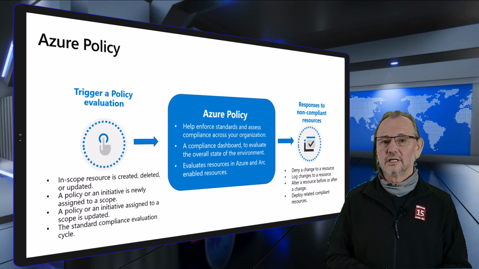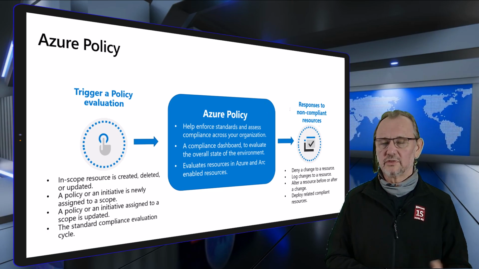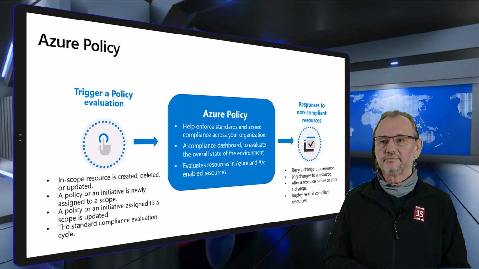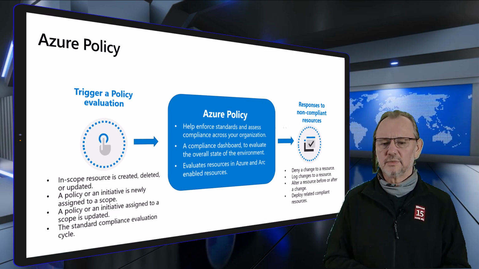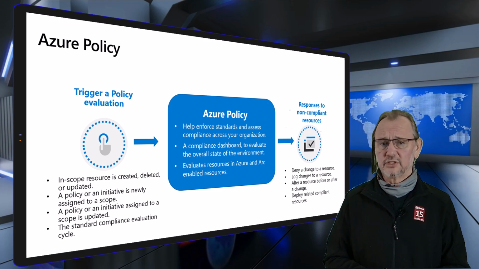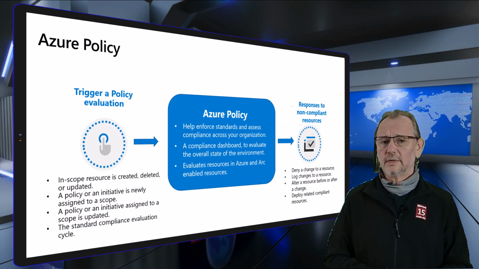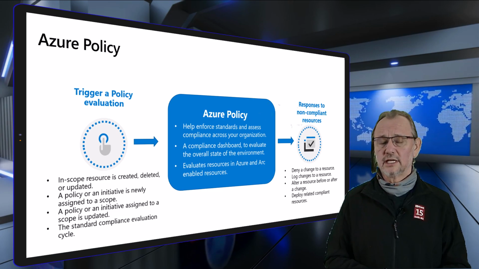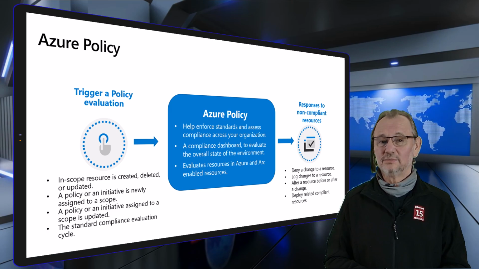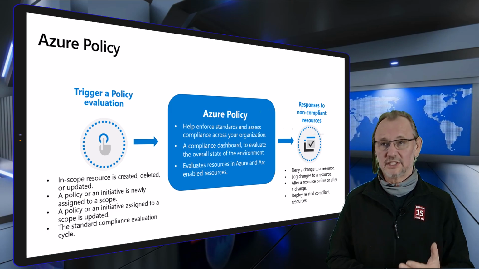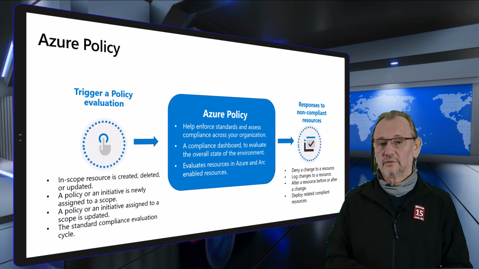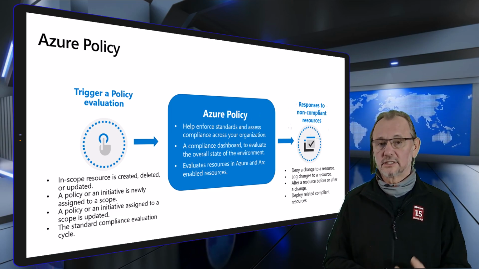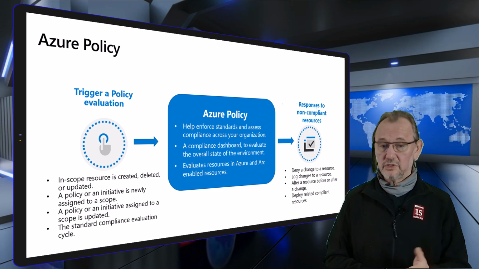Those business rules are described using JSON format and referred to as policy definitions. For simplified management, you can group together multiple business rules to form a single policy initiative. After the business rules have been formed, you can assign the policy definitions or policy initiatives to any scope of resources that are supported, such as management groups, subscriptions, resource groups, or individual resources.